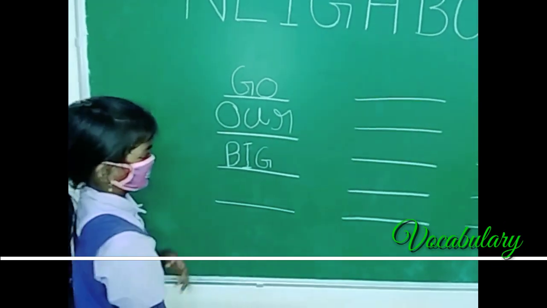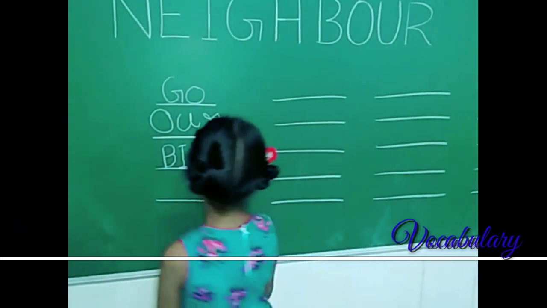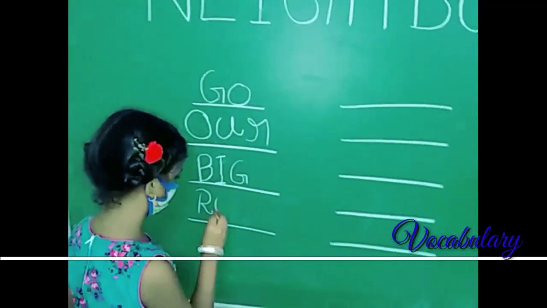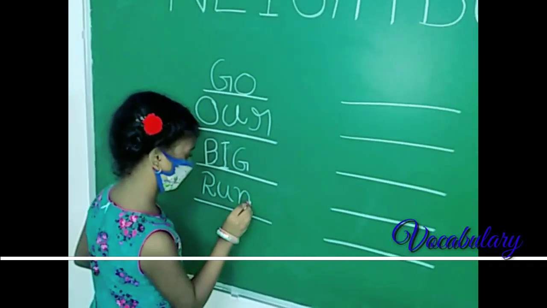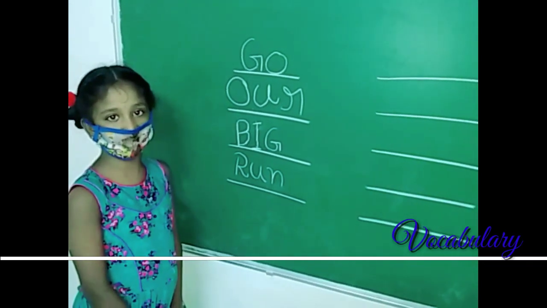Three. Spelling. What is the word? Run. R-U-N. Run. Good.